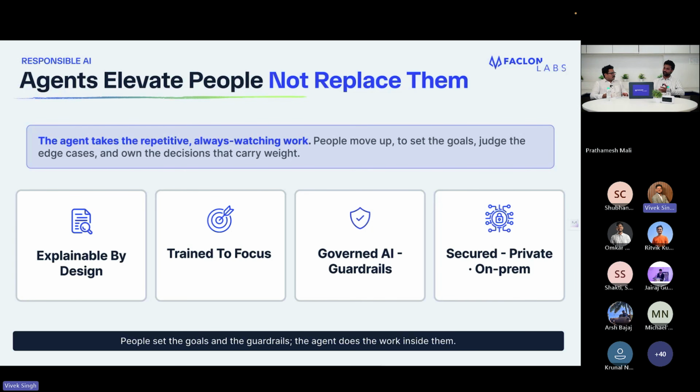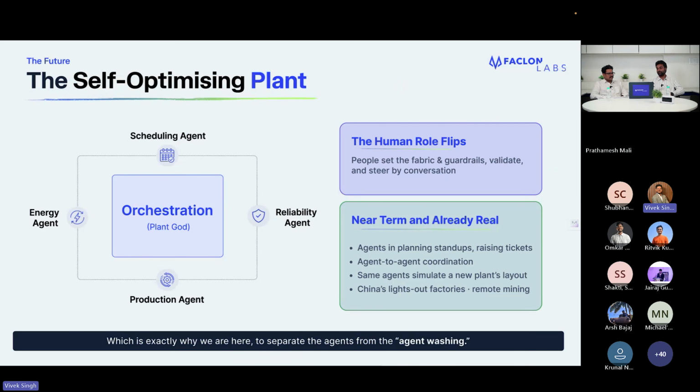So I guess that's a lot of talk about responsible AI. And now maybe a lot of us want to understand where the future is, right? Where are we going? One of the interesting ideas that I was having, and I guess you also share this vision, is that eventually we need to have self-optimizing plants, similar to what China currently has with those lights-out factories, the dark factories, where people do not have to actually go into the plants to run their operations. And I do not see this happening as one giant leap. I think there will be a sequence of steps.